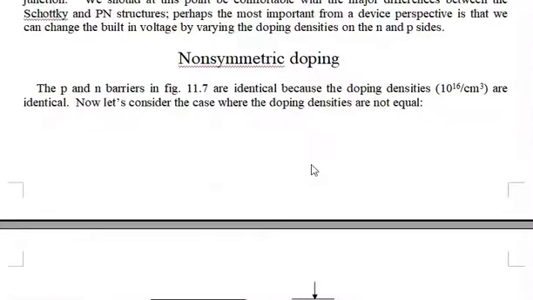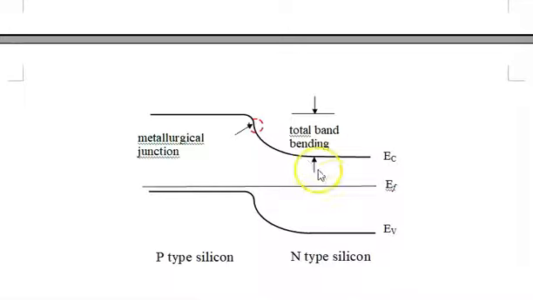Okay, let's talk a little bit about non-symmetric doping. So in non-symmetric doping, how do we know it's non-symmetric? Well, we go over and we look at the bulk regions, or the quasi-neutral regions. And we see that on the right side, we have a relatively low doping of donors, because the Fermi level, while it's above intrinsic, is down here a little bit, closer to EC than EV, so it is still pretty lightly doped.